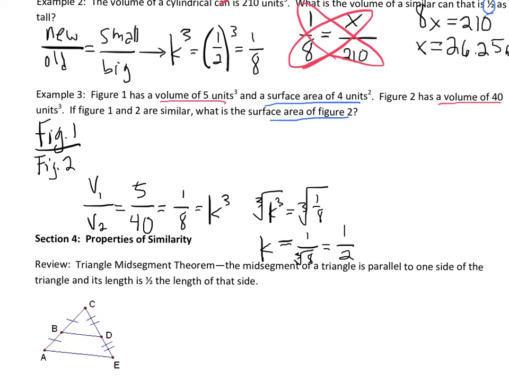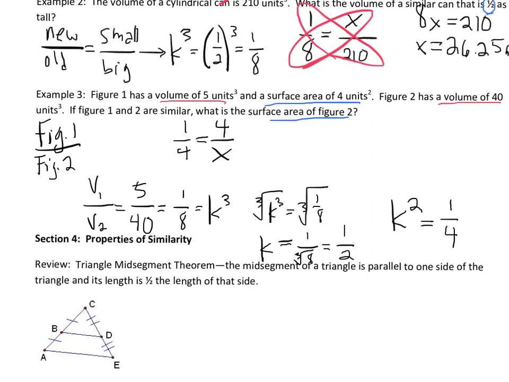All right, so I know k cubed, I know just k, but I want to figure out surface area, so I need to do k squared. And so 1/2 squared is 1/4. So you really have to keep straight in your mind, what am I talking about, and what do I need to do with my scale factor? And so back to the original question, what is the surface area of figure 2? Well, I'm going to set it up with 1/4 because I'm doing surface area, so I use k squared. And I know the surface area of figure 1 is 4. And I want to figure out the surface area for figure 2.